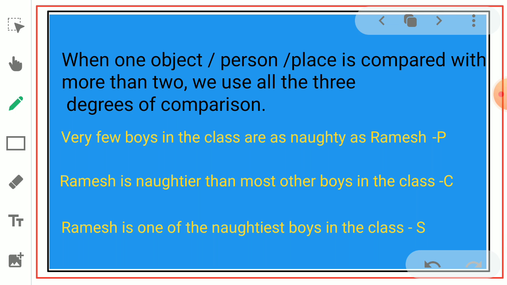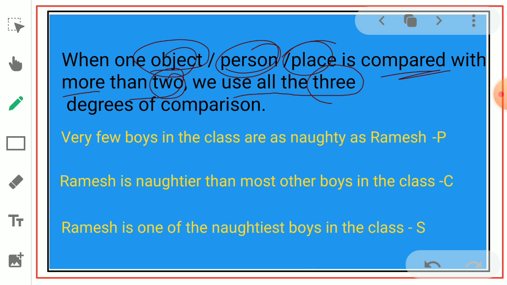Next, when one object, person, or place is compared with more than two, we use all three degrees of comparison.